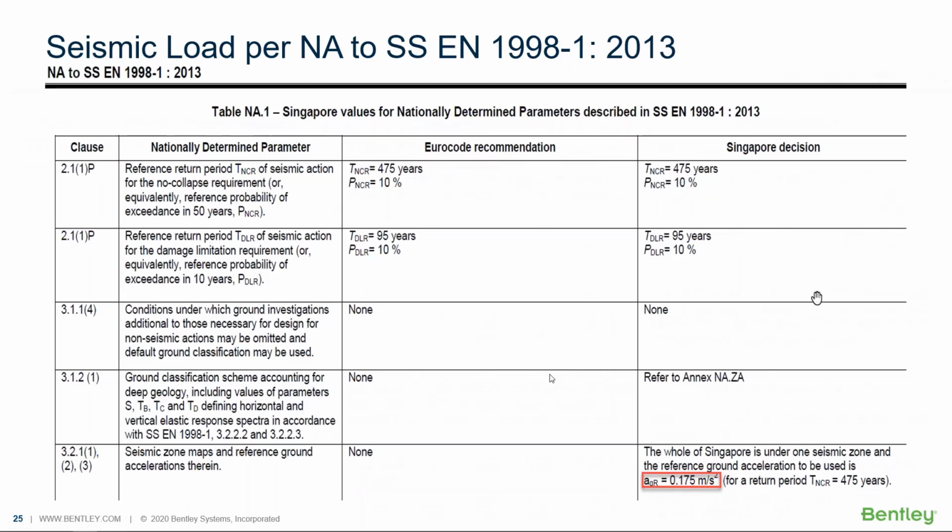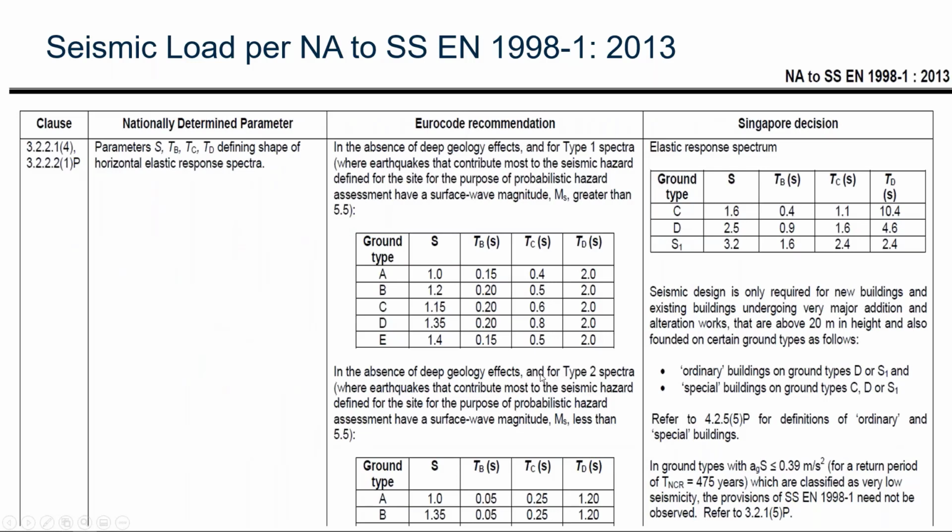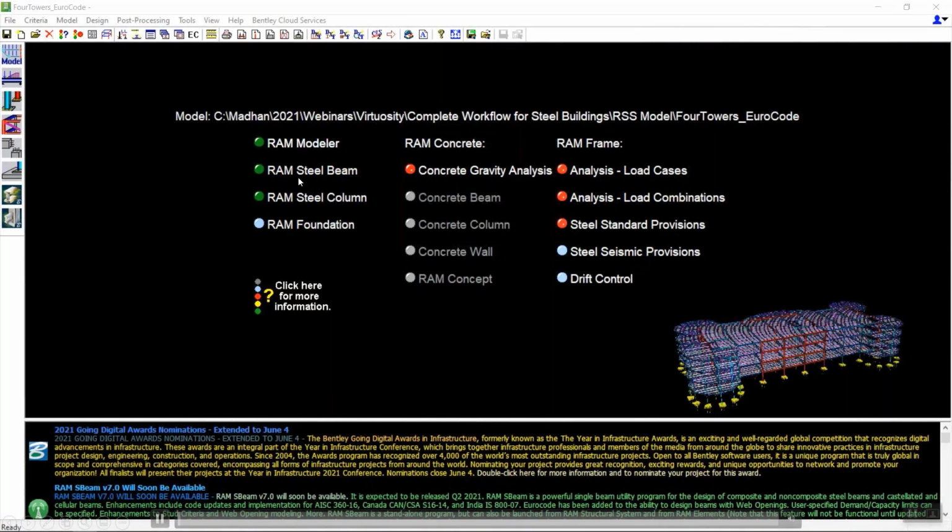This slide in the Singapore National Annex gives you the elastic response spectra that needs to be used on the ground types. Note that as per Singapore, we need to use ground type C, D, and S1 only, whereas the Eurocode has A, B, C, D, E, nearly 5 different types of ground types. The Singapore National Annex says only 3 different types. Take note of this, and then go for our video on RAM Frame to apply the lateral loads.